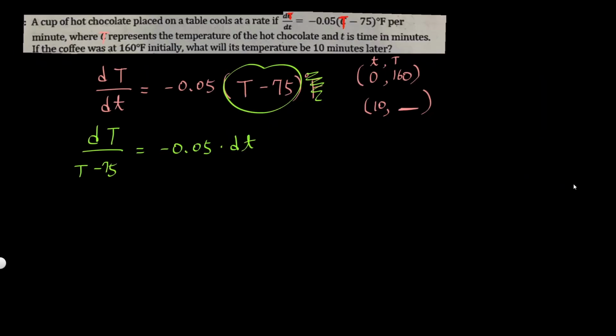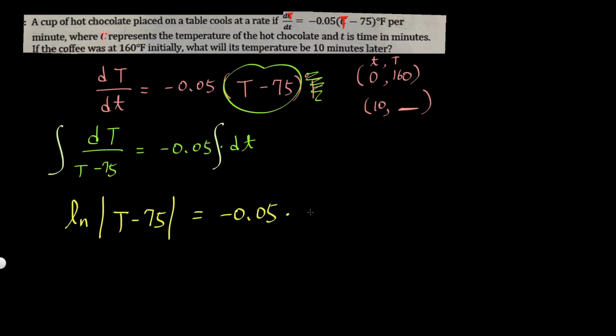So we need to find the equation. In order to get rid of the dT and dt here, let's integrate it. That's just a constant, so I could just integrate over here. When you integrate this, we get ln absolute value of capital T minus 75 equal to negative 0.05 multiplied by little t plus c.